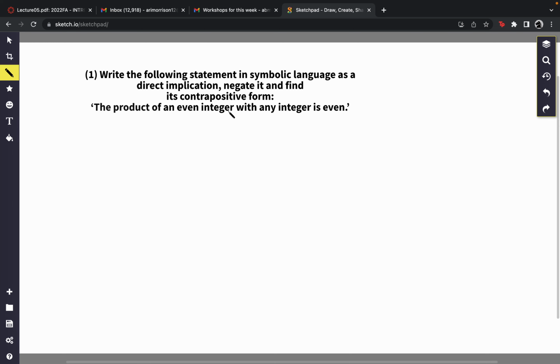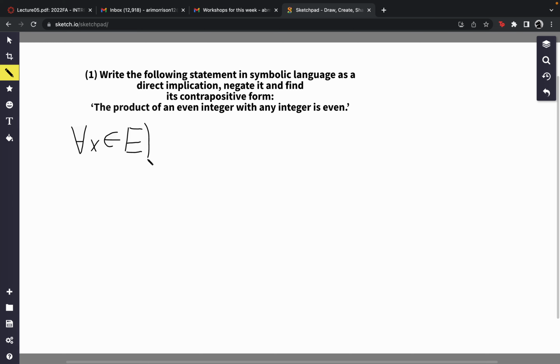So we have: the product of an even integer with any integer is even. And this is kind of intuitively true, I think. If we multiply any integer by an even integer, it's going to be even. You could run through a bunch of examples in your head. And the question is, how do we write this? There's a really easy way of writing it that I'll show you real quick, which is: for every x that's even. This is not the answer to the question, by the way.